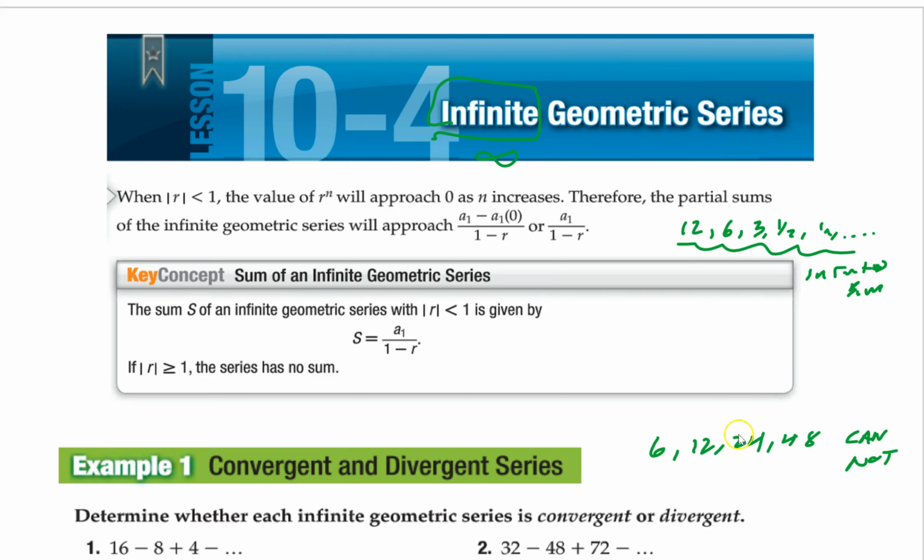Right? So if it gets bigger, you can't do it because it keeps on getting too big. If it gets smaller, you can, because eventually you're just adding small decimals, practically 0. So how do I tell if it's getting bigger or smaller? Well, you tell it by the r.